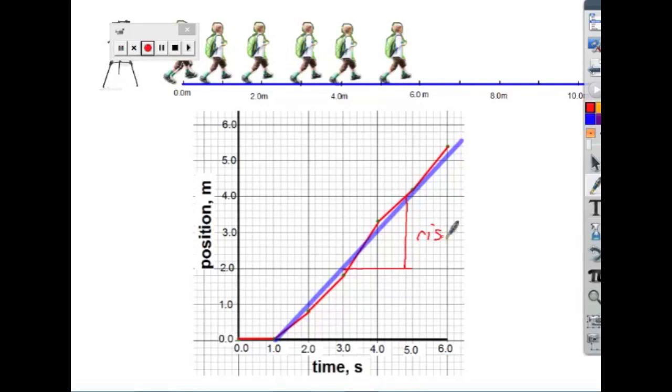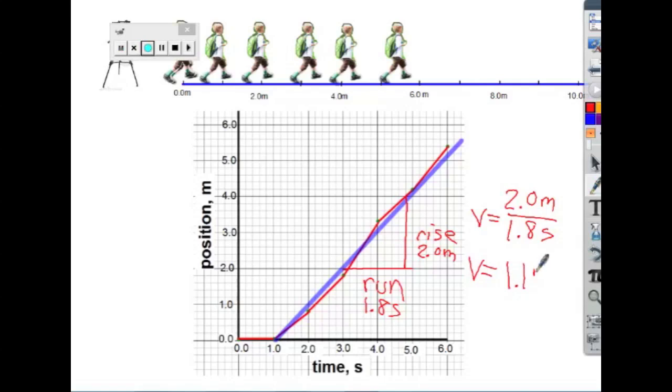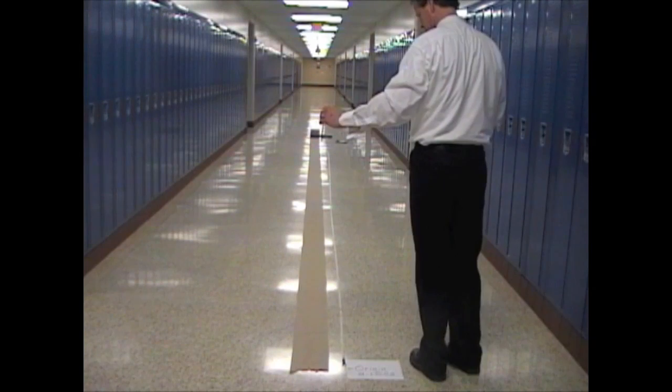I can see the rise, the run between those 2 points. I have positive displacement. In this case, it's gone about 2.0 meters. And if I look carefully at the run and check against my scale, I'd find it's 1.8 seconds. So 2 meters divided by 1.8 seconds, and that's my velocity. So that brave young man was going about 1.1 meters per second.